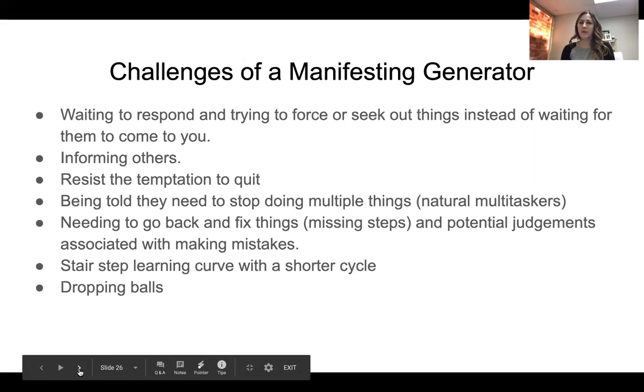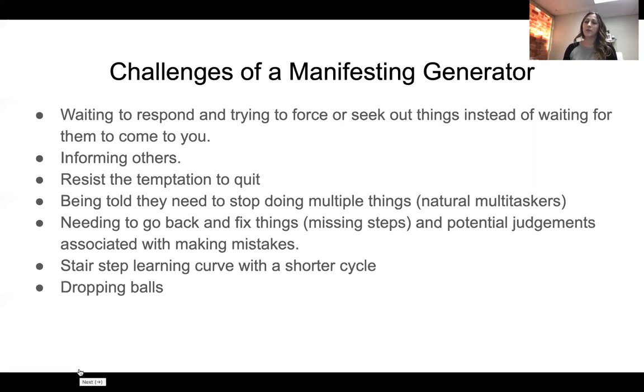And one thing manifesting generators can do is get to a point where they have too many balls and then they start dropping them, and they'll forget things. I was telling Holly before we started that sometimes I worry that I'm forgetting something because I'm juggling so many things at one time. And I eventually do drop the ball.